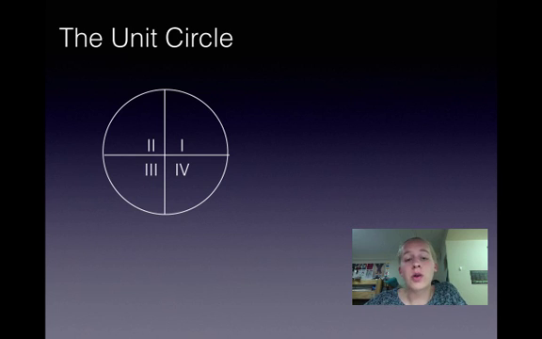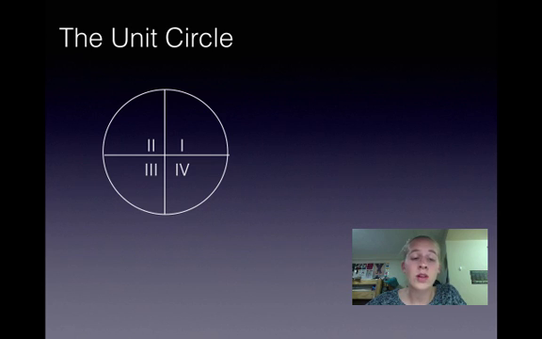The unit circle is broken up into 4 quadrants similarly to the coordinate system. If you are finding any trig function, sine, cosine, or tangent, in quadrant 1, the value will be positive. If you're finding sine in quadrant 2, the value will be positive, but for cosine and tangent, the value will be negative. In quadrant 3, if you're finding tangent, the value will be positive, but the others will be negative.